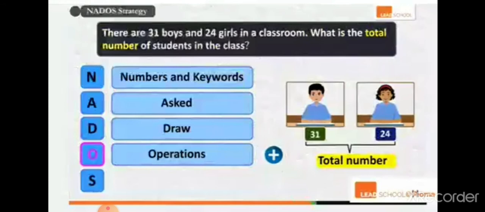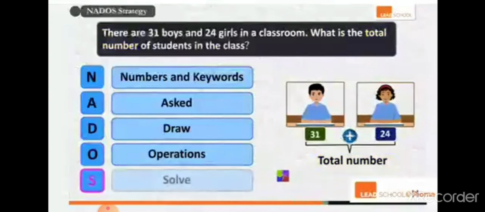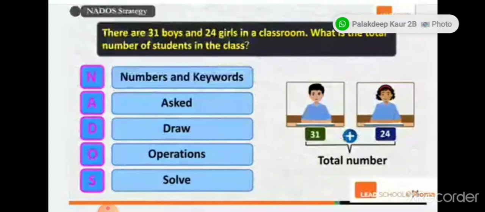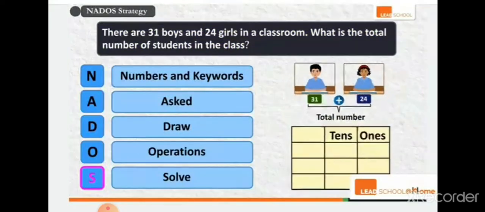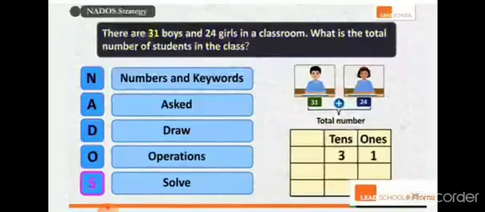So, in this question, we will add the numbers to find the solution. And lastly, we have S, which stands for solving the problem based on the operation. Thanks to NADOS, we can now solve this word problem easily. To solve it, we will first draw a place value table. Then, we will write the numbers 31 and 24 inside the place value table. Next, we will draw the operation sign here. Now, we need to add the two numbers.